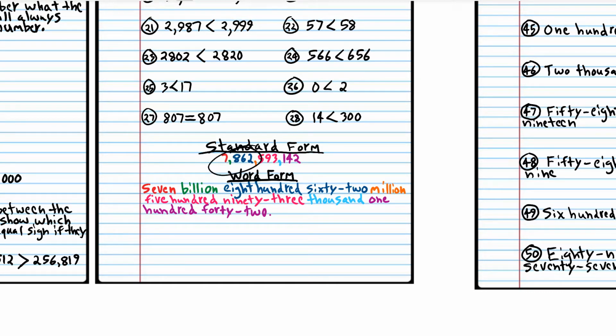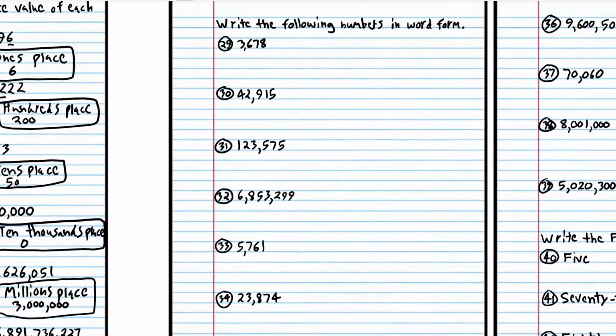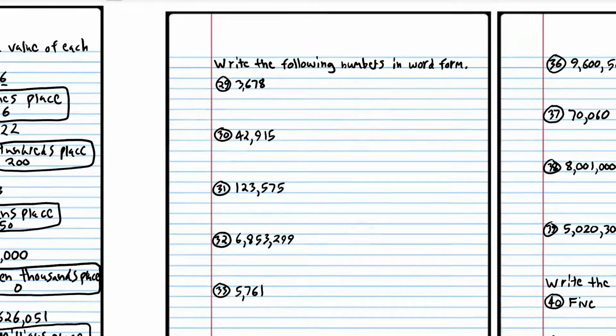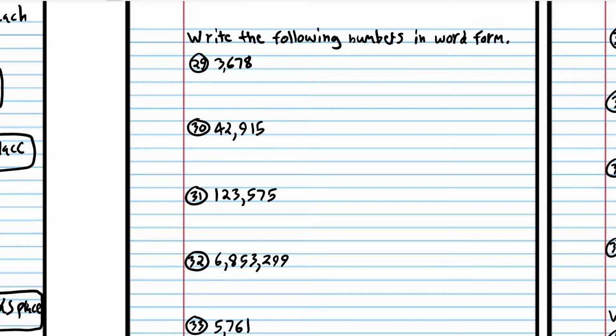Sometimes I'll say the word "and" without even knowing that I'm saying it. Technically, it's not really wrong. It's just not what mathematicians prefer. They prefer to say "and" when you write a decimal. So don't say the word "and" in this class. Only say the word "and" when we go to decimals later on.